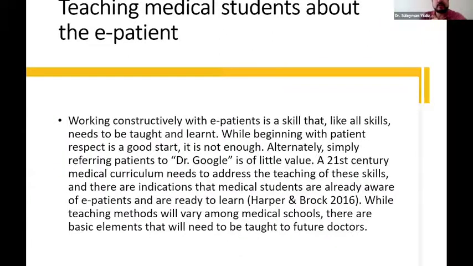Teaching medical students about the e-patient. Working constructively with e-patients is a skill that, like all skills, needs to be taught and learned. While treating patients with respect is a good start, it's not enough. Alternatively, simply referring patients to Doctor Google is of little value.